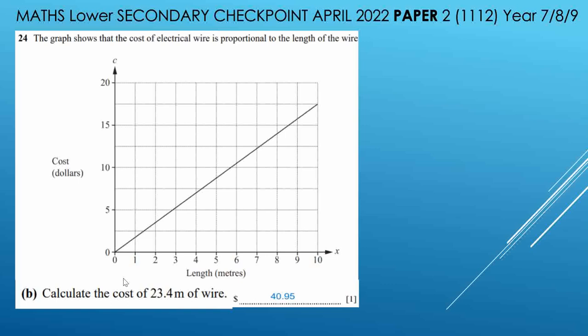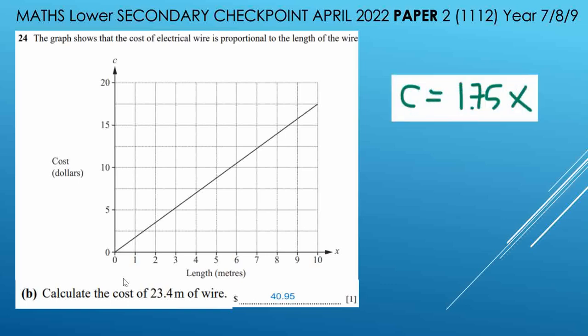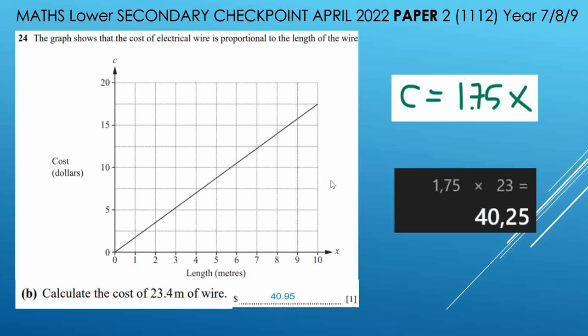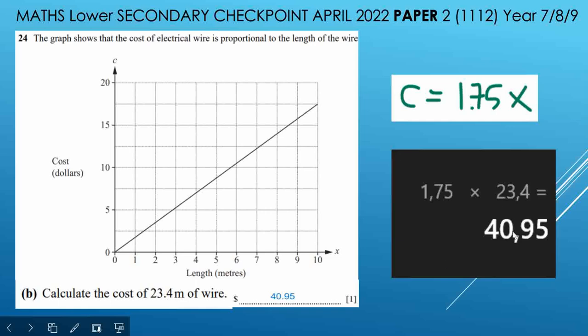The answer is $40.95. So we use our answer from question A, C equals 1.75x, that we have to keep, and we multiply x by 23.4. So this is how we got 40.95.